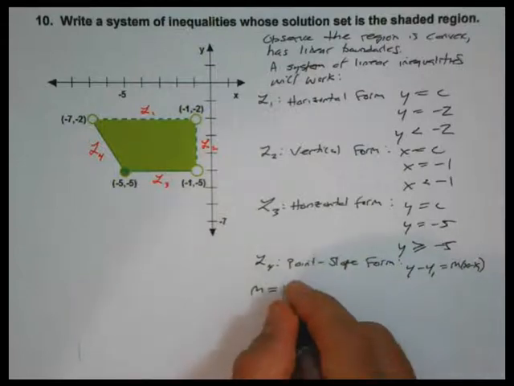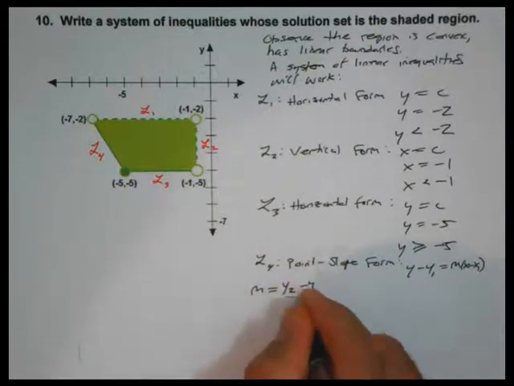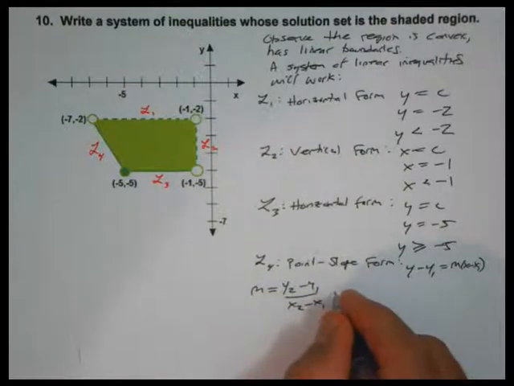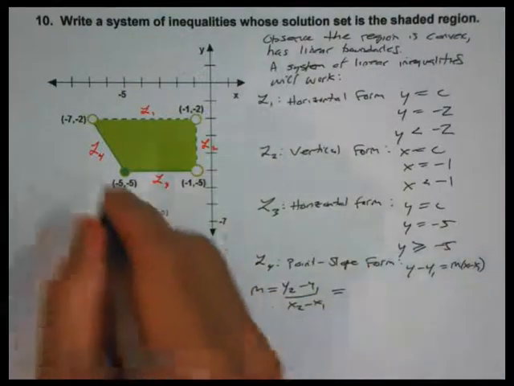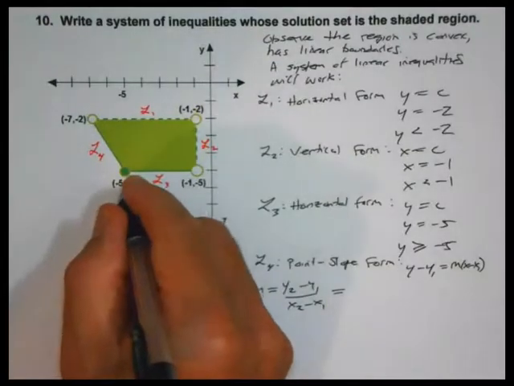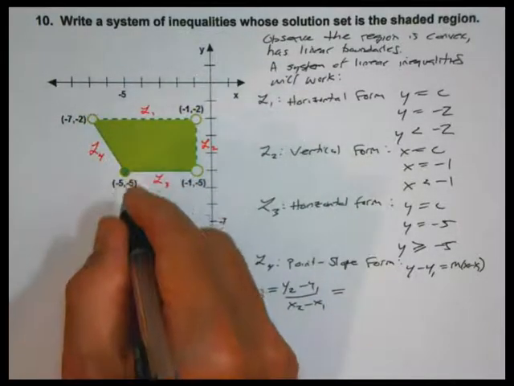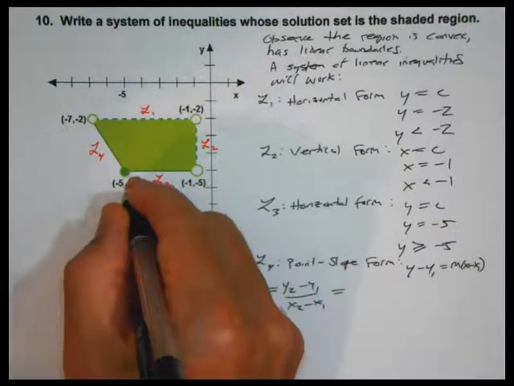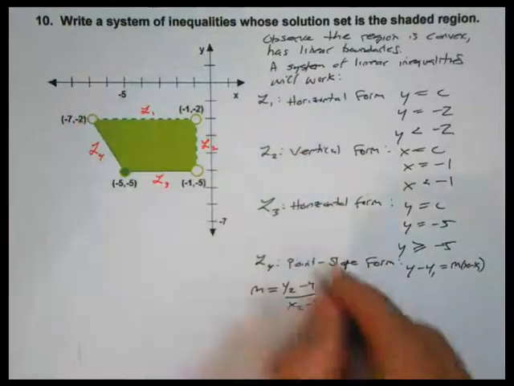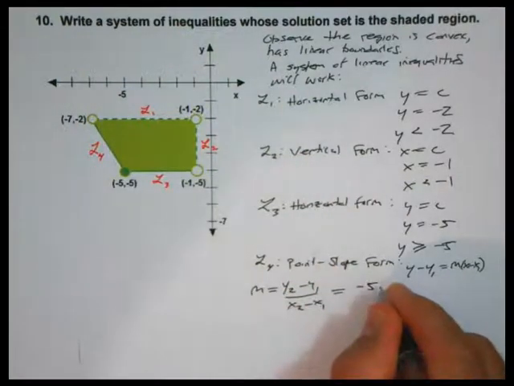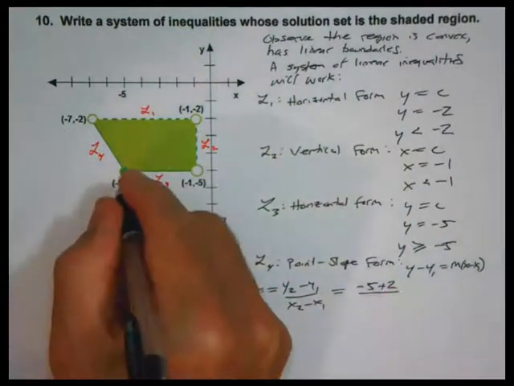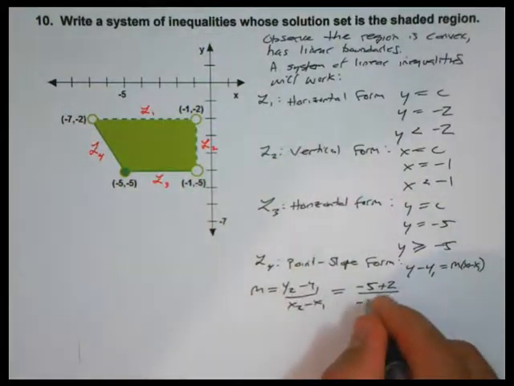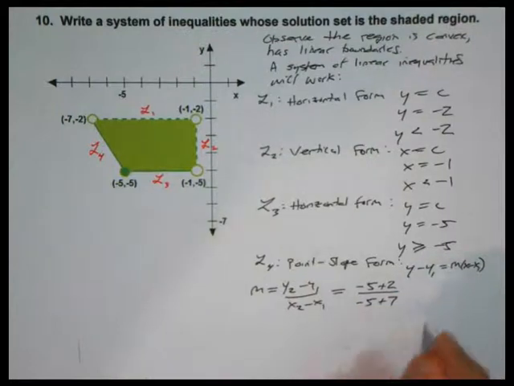M equals y sub 2 minus y sub 1 over x sub 2 minus x sub 1, if you know 2 specific points. And we do. Alright, I always choose the right hand point to be the sub 2 and the left to be the sub 1. Doesn't matter which way you do it though. And so we'll have -5 minus a -2. Minus -2 is really plus 2. And then we have -5 minus -7, which really is plus 7.